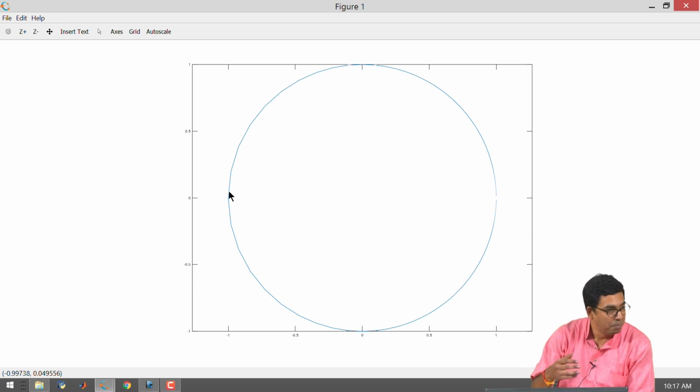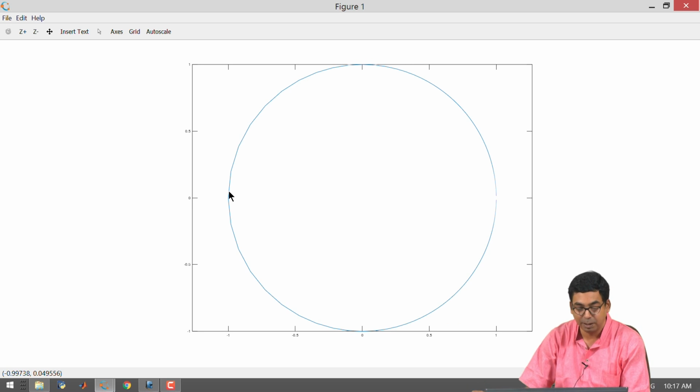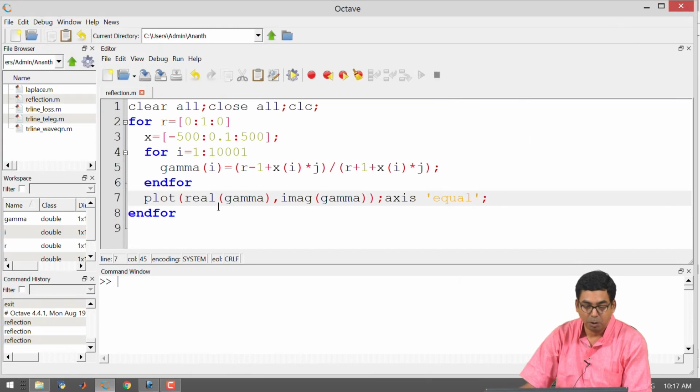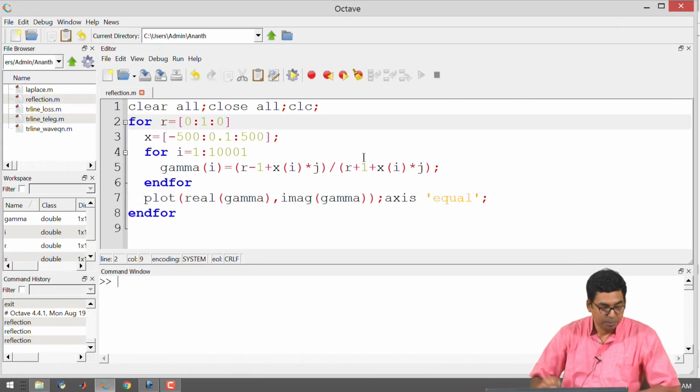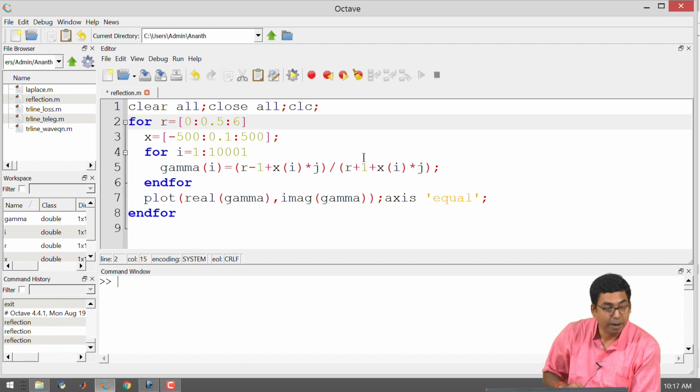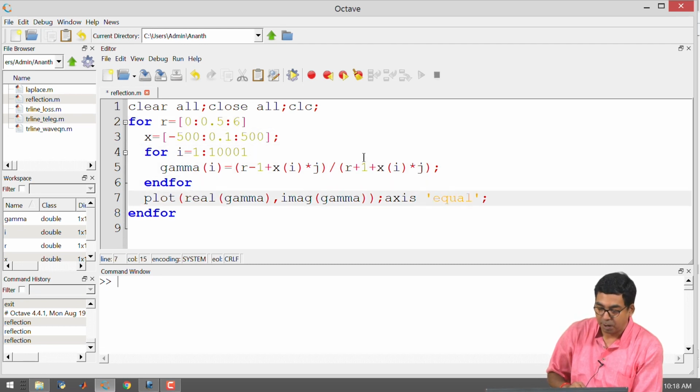Now, I would like to draw more of these and try to understand what is exactly going on. Okay. So, for now we know that it is going to be a circle. Now, this circle is known as a constant resistance circle, okay, because you have fixed r to 0, but you have just varied x. Okay. Now, I am going to go ahead and make r go from 0 to 6 in steps of 0.5, okay, and I want to draw a plot, okay, and I want to figure out what is going on, all right.